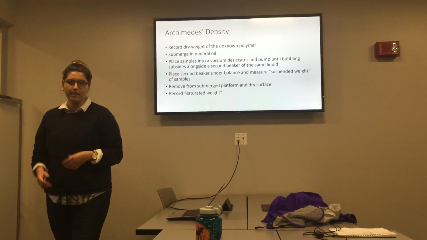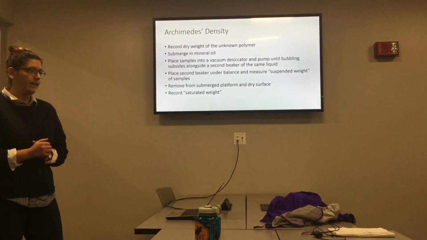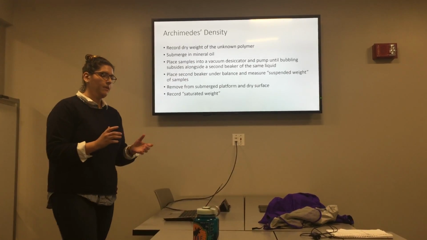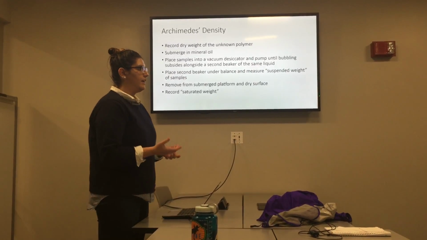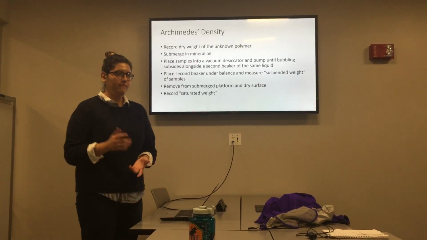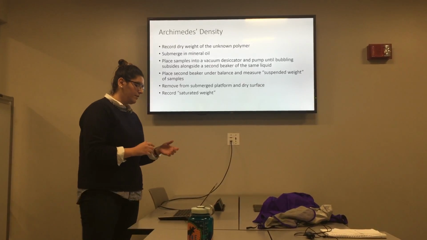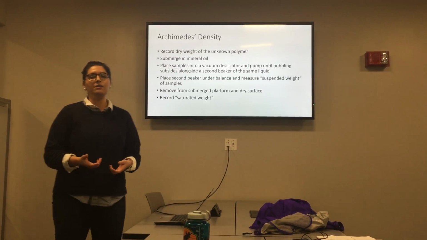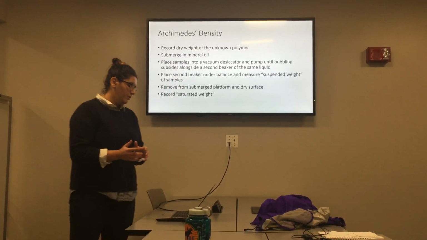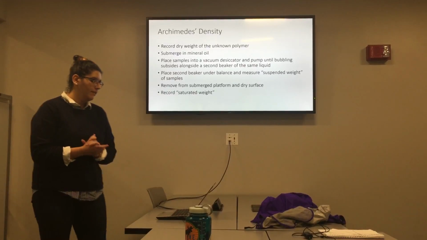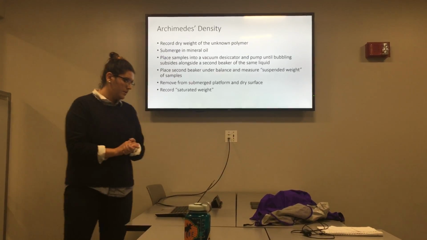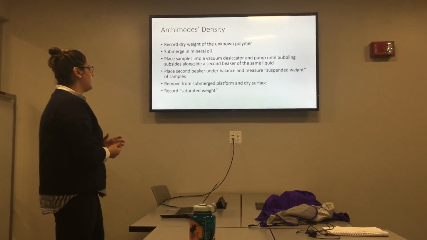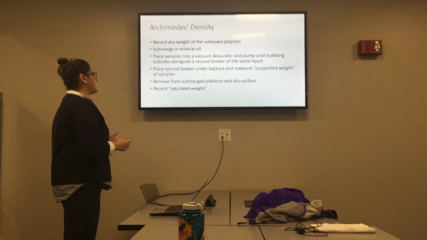Archimedes density essentially looks at how the displacement of a polymer in a liquid correlates to its volume, right? So you start by recording the dry weight of the unknown polymer. You submerge it, in this case in mineral oil. You can do it with water, any kind of liquid, as long as you know the specific gravity of that liquid. And then place the samples into a vacuum desiccator and pump until the bubbling subsides.